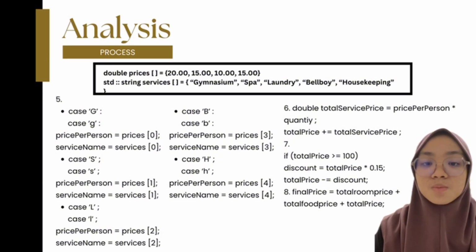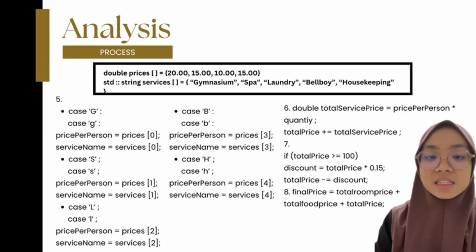Case H, price per person equal to prices and service name equal to services, which is 4 is the index, that is the fifth element. Next, process will calculate the total service price by using formula total service price equal to price per person multiplied with quantity and the total price equal to total price addition with total service price. After that, the program will calculate the discount based on condition.